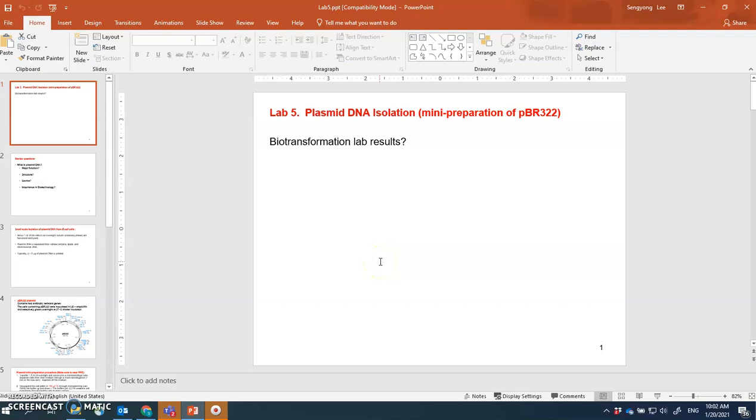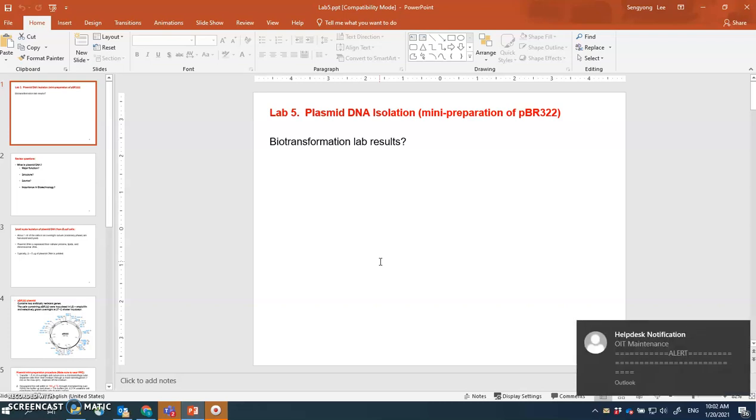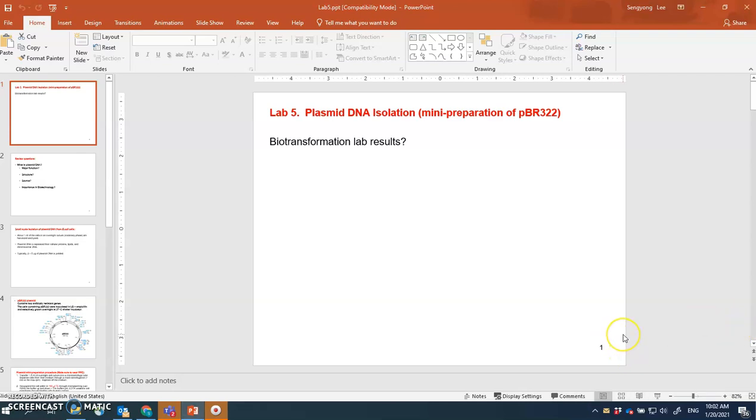Okay, lab 5, we will do a hands-on exercise on plasmid DNA isolation. Especially, we will try to isolate plasmid DNA called pBR322 from E. coli cells that are grown overnight. Those E. coli cells carry this plasmid because they were transformed before.